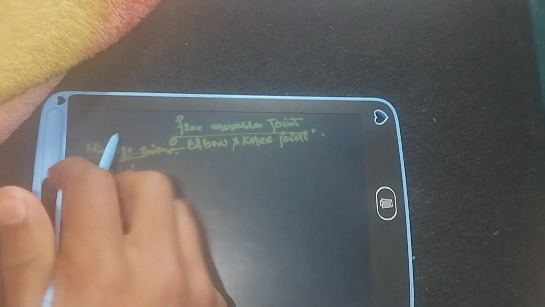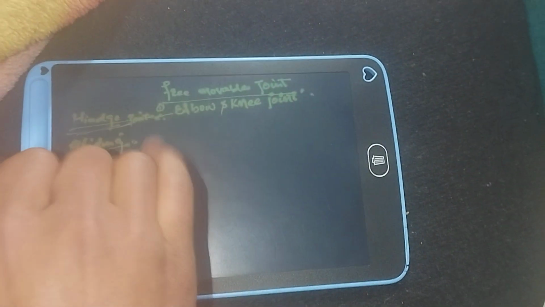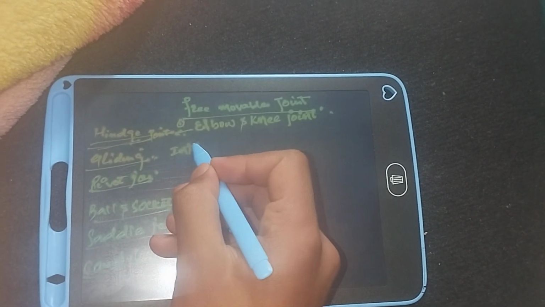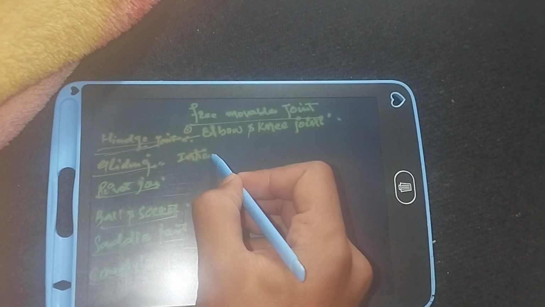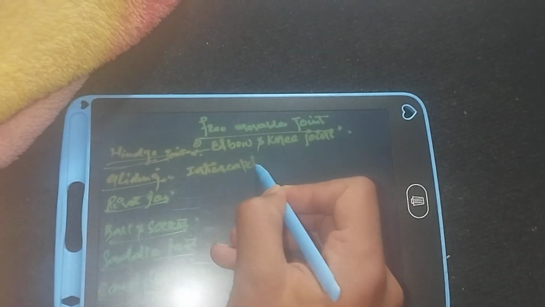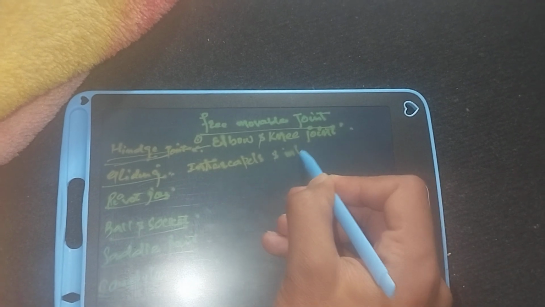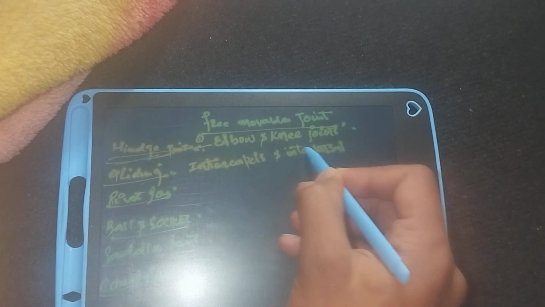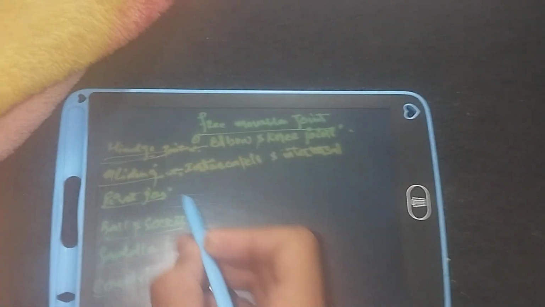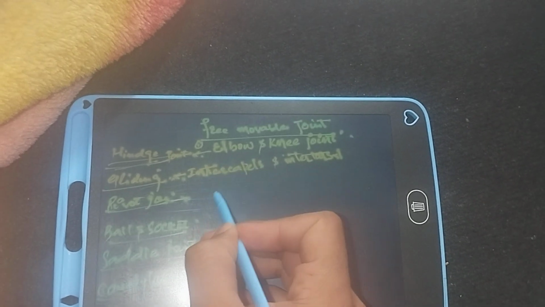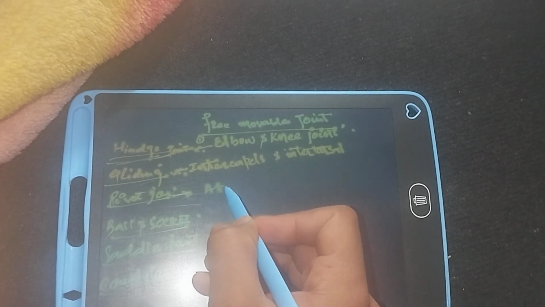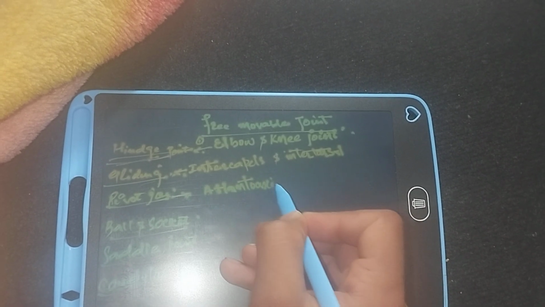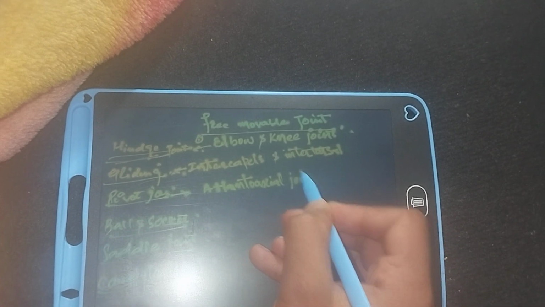The gliding joint is present in the intercarpals, that is in our hand, and the intertarsals. That joint is known as a gliding joint. And then there is the pivot joint. The pivot joint is present in the atlantoaxial joint, which is present in our neck.